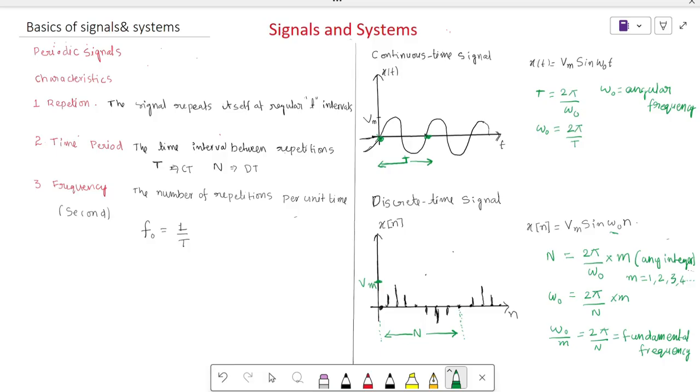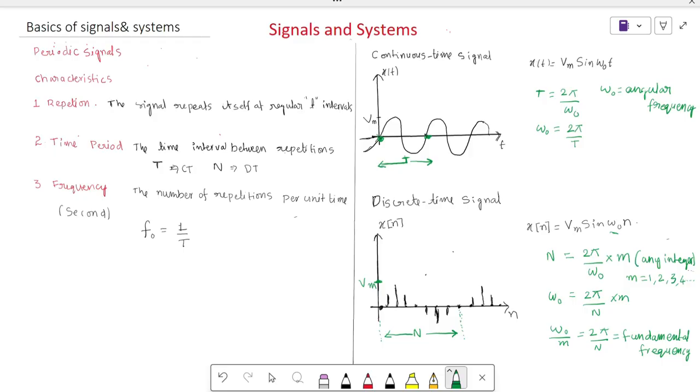So this is about periodic signals. We have taken periodic signals in continuous time and in discrete time representation. We learned what a time period and frequency are in continuous and discrete time. Here we have different formulas for finding the time period. In continuous time we have this formula for time period, but here the formula has something extra: m is multiplied in case of a discrete time signal.